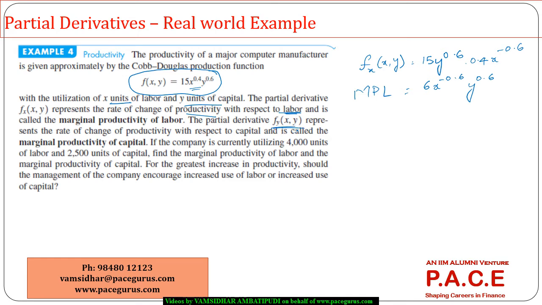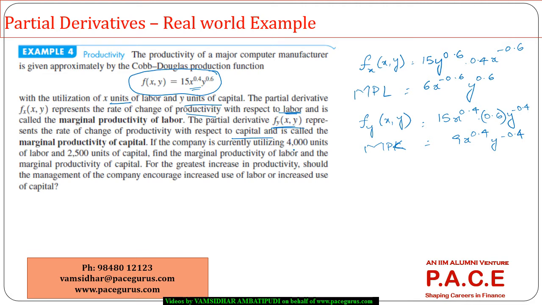The partial derivative fy represents the rate of change of productivity with respect to the capital. So I say fy of x comma y. If I find it, then x is a constant, so 15x to the power of 0.4 will be as it is. The derivative of y to the power of 0.6 is nothing but 0.6 y to the power of minus 0.4. So which is 9x to the power of 0.4 y to the power of minus 0.4. This is the marginal productivity of capital. Generally we represent it as K.